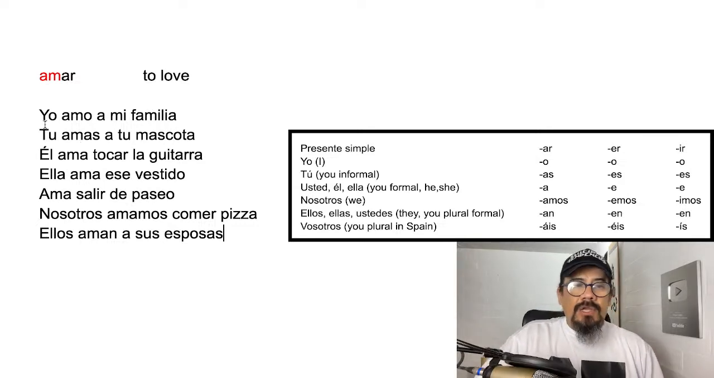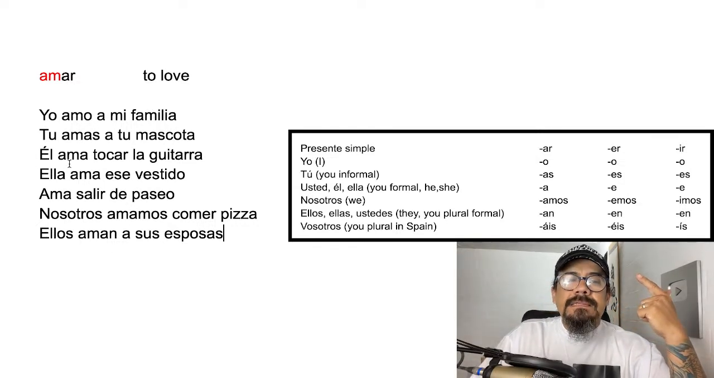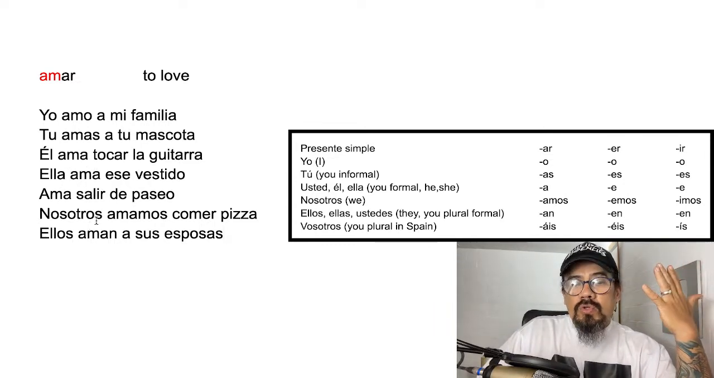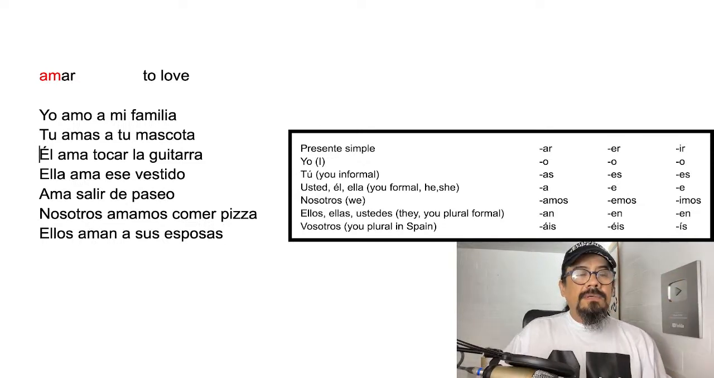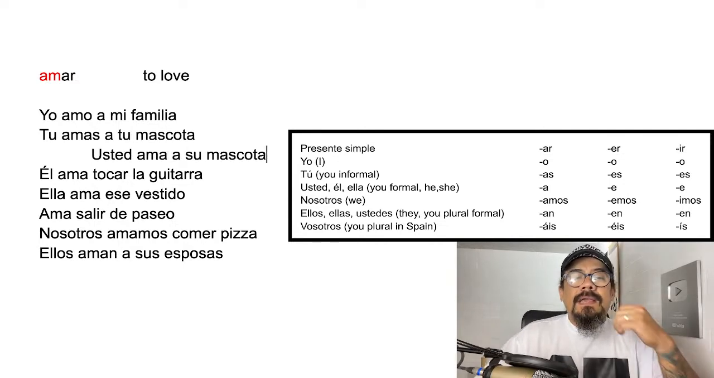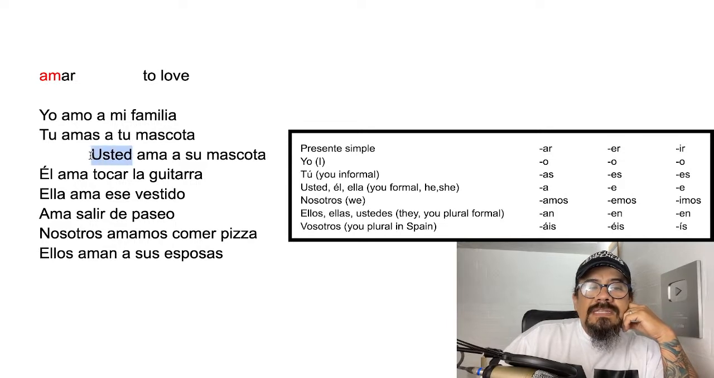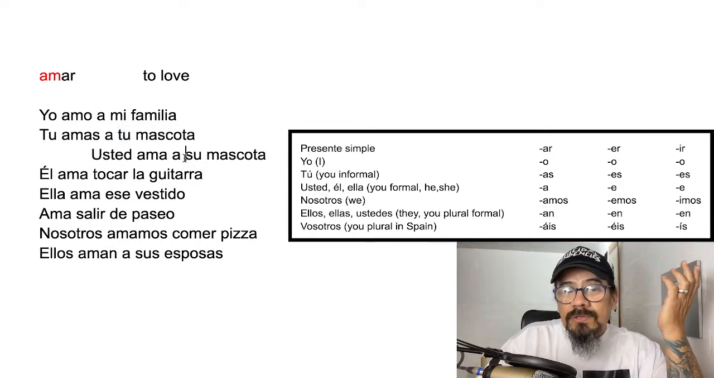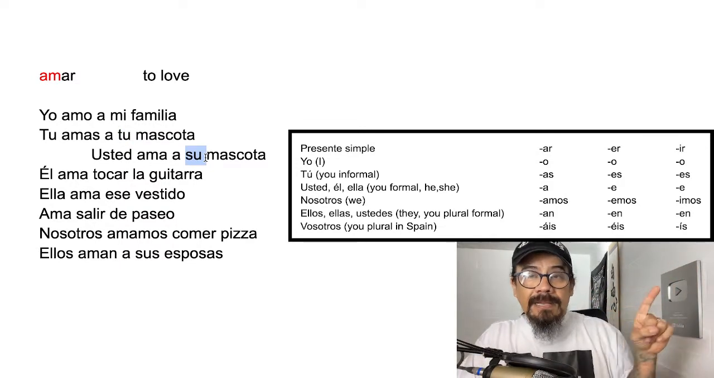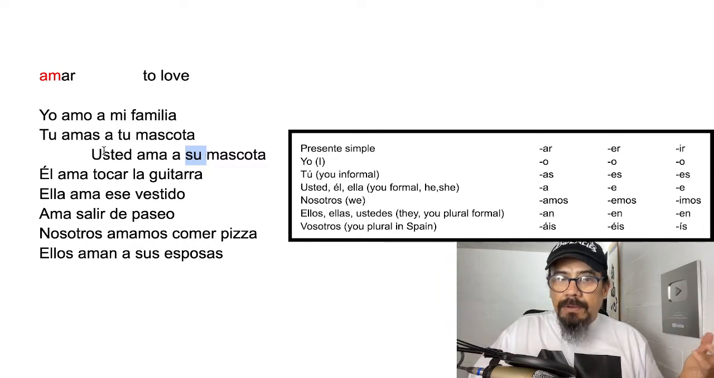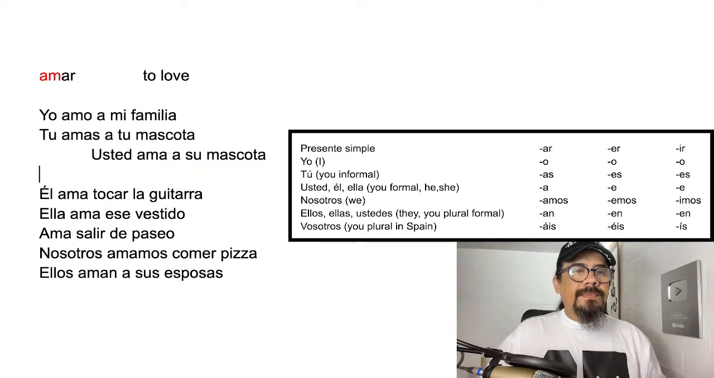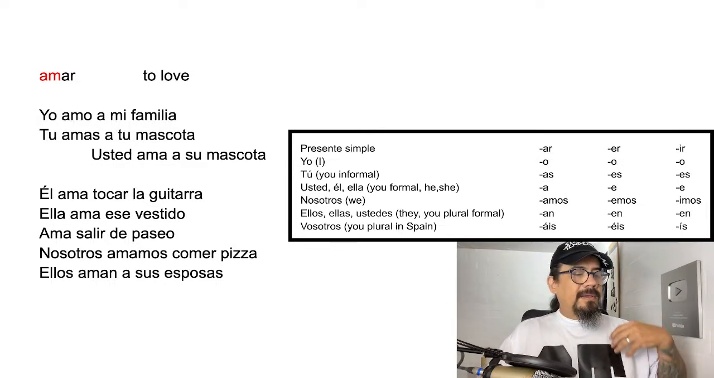And we have the sentences. Yo amo, tú amas, él ama, ella ama, ama, nosotros amamos, ellos aman. And of course, here we have usted ama a su mascota. Can you see how with the usted, the tú also changes, the possessive changes, because the possessive is directly related to the pronoun. If the pronoun changes, the possessive changes. Don't worry, we'll get to that eventually. Looking forward to having you here in future classes.